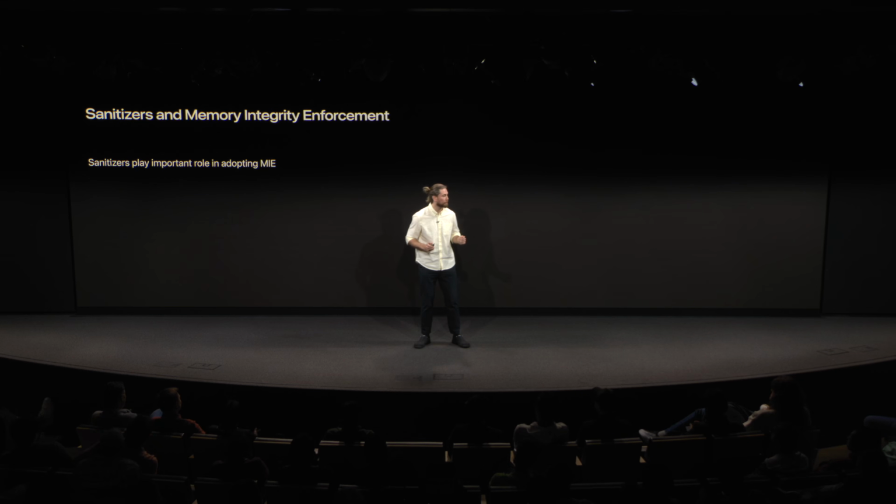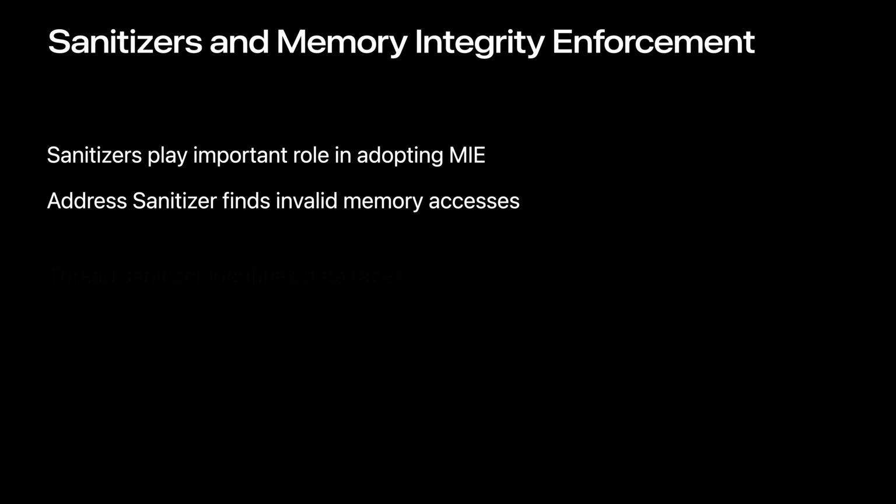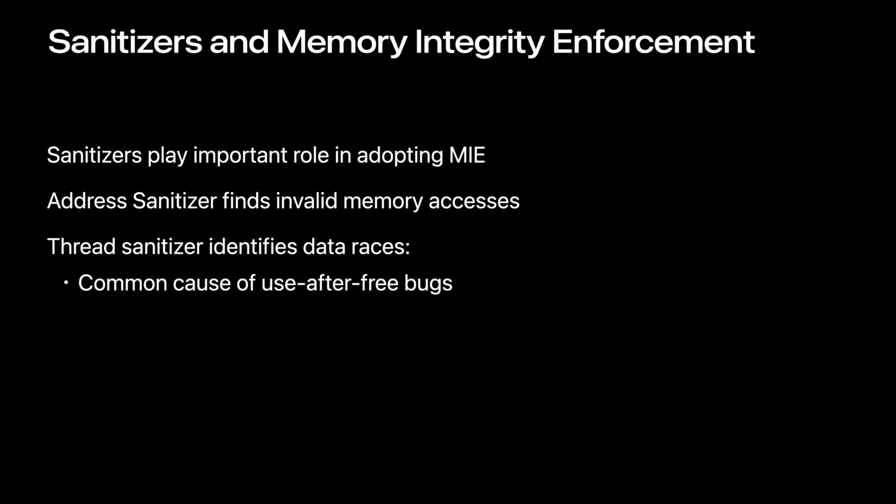Sanitizers play an important role in adopting memory integrity enforcement. Address Sanitizer helps you find and fix invalid memory accesses. These will cause crashes when MIE is enabled. Thread Sanitizer helps you find data races, which often lead to use after free. Fortunately, MIE will cause a crash when a use after free occurs, which prevents exploitation, but will be a cause of frustration to your customers. Finding and fixing the bug with Thread Sanitizer will keep your customers safe and happy.